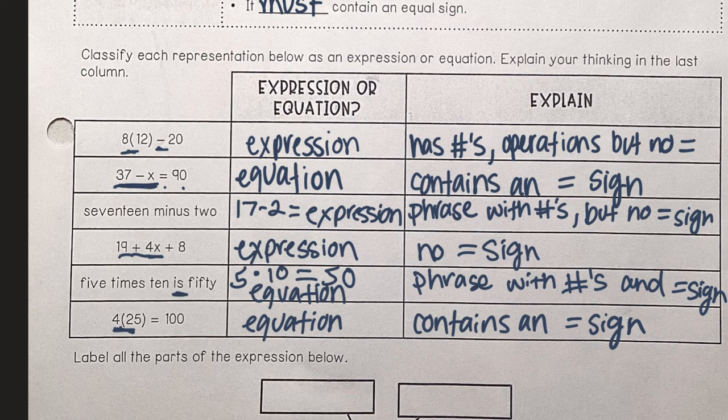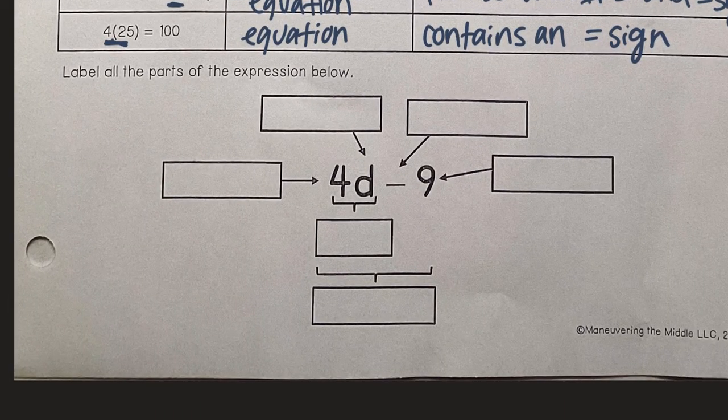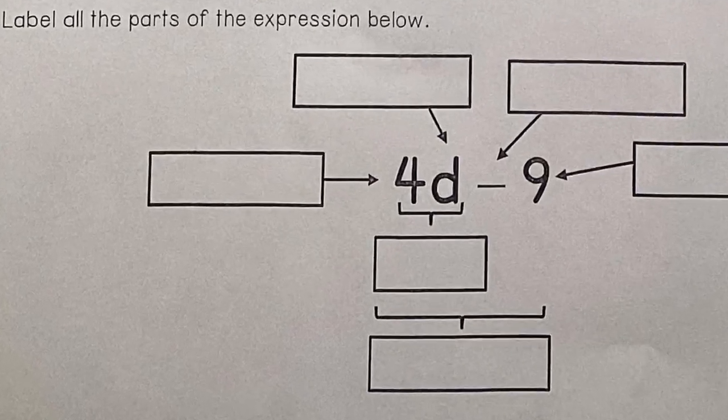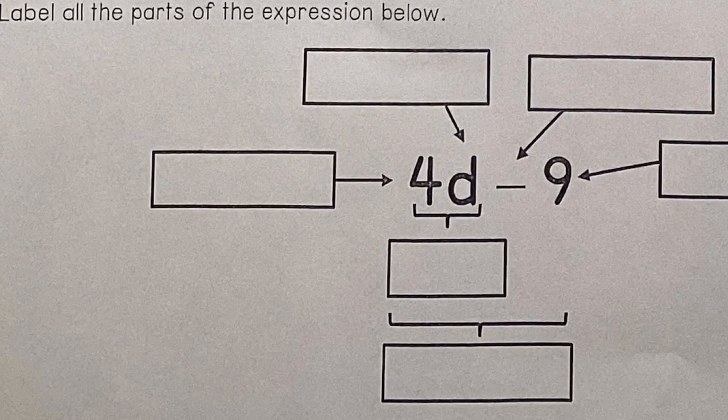So now we're going to label the parts of an expression below. Right here, the expression that they gave us is 4d minus 9. Okay, so my 4, of course, is what we would call a coefficient. Okay, that's your number that's attached to your variable. So this is a coefficient.